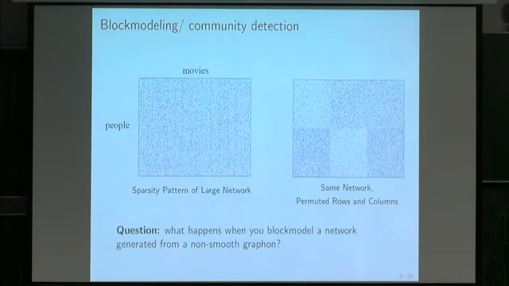Informally speaking, block modeling means you have some matrix. This is a bipartite graph, so we arrange both the rows and columns into separate clusters. There are many algorithms that work well, and they tend to find patterns like this, where you say, this is a group of people, and they happen to not like this group of movies, but they like the other two, and then the opposite for this other group of people, and things like that. Our question is, what happens if you block model a network that was generated from a non-smooth graphon?